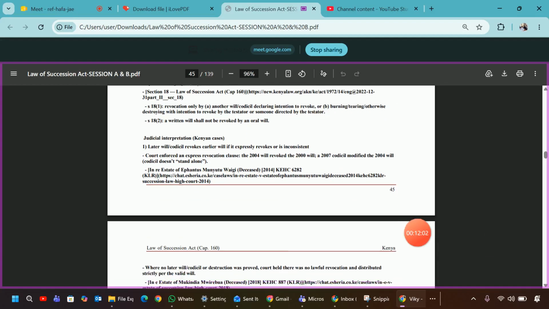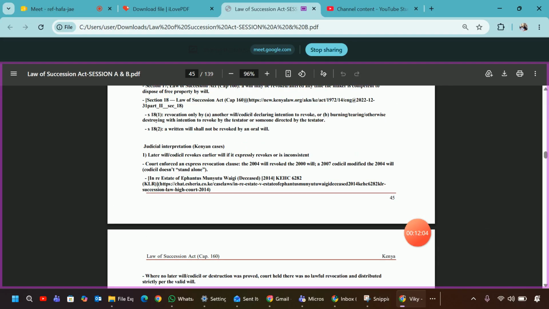Judicial interpretation in Kenyan cases. So let us start with the first one. A later will or codicil revokes an earlier will if it expressly revokes it or is inconsistent. So in the case of Re Estate of Ephantus Munyutu Waigwi, deceased 2014, the courts enforced an express revocation clause. The 2004 will revoked the 2000 will. A 2007 codicil modified the 2004 will.